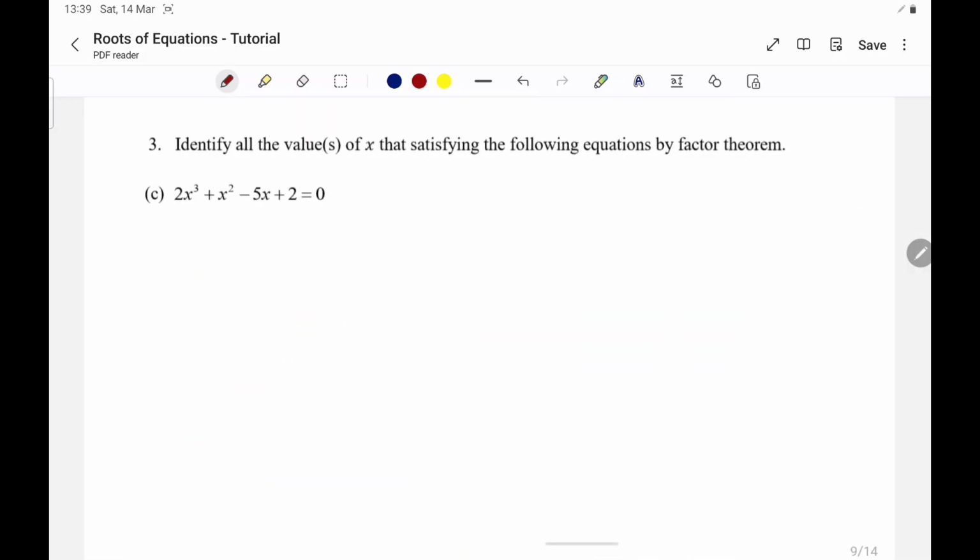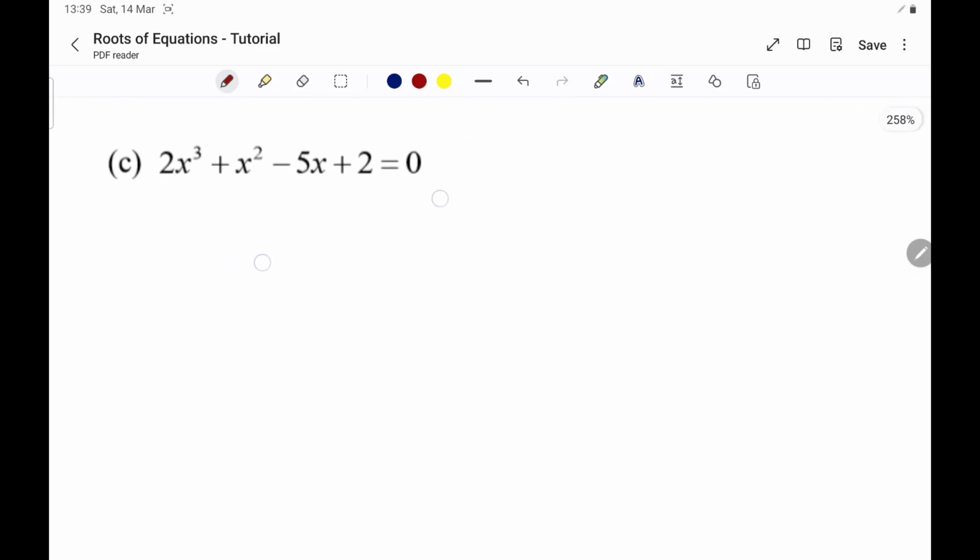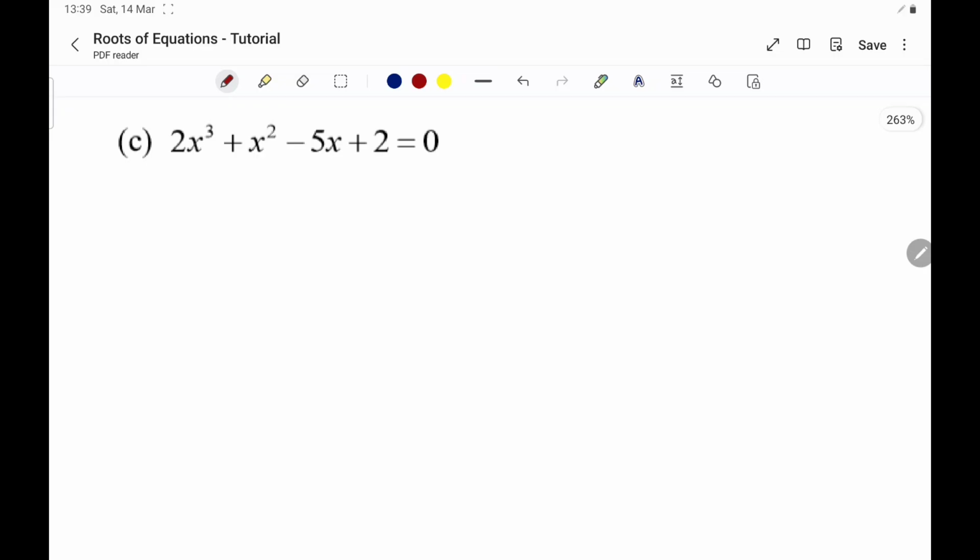Okay, now for question C, we first list down the coefficient of the term of x to the power of 0. Here we have 2. So now you list down all of the factors of 2, which are 1, minus 1, 2 and minus 2. So we have to try and error one by one.